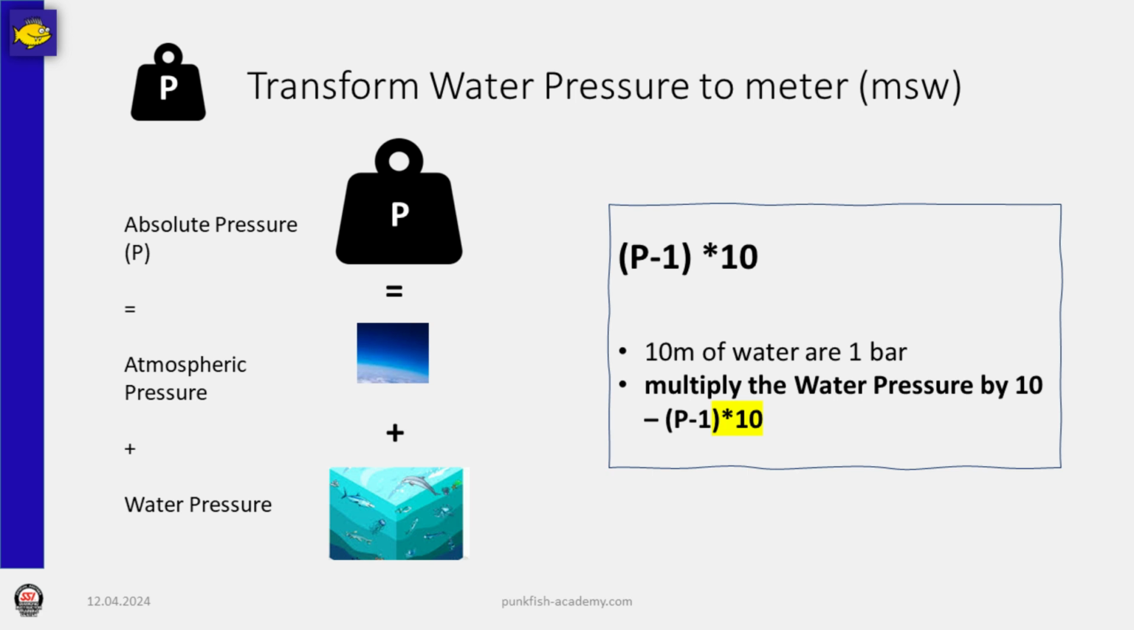So once we know our water pressure, the only thing we have to do is multiply this by 10. Why? Because it's every 10 meters 1 bar. 1 bar is 10 meters, 2 bar is 20 meters, 2.3 bar is 23 meters, 3.8 bar is 38 meters. Easy like that.